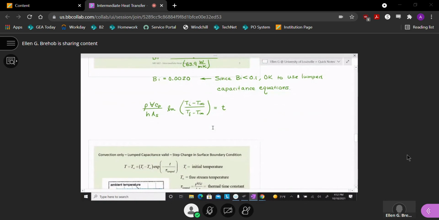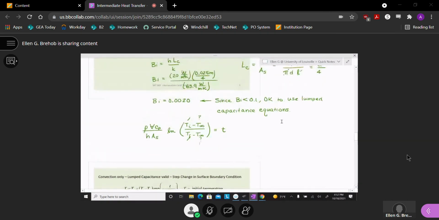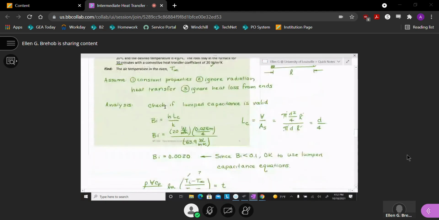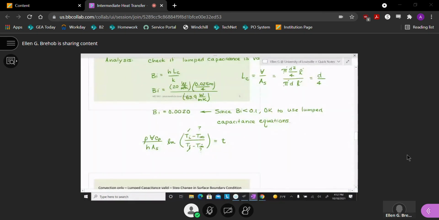So I'm going to give these guys checks. And the only, I don't know, kind of interesting aspect. Wait, we need one more piece. Where's time? The rods stay in the furnace for 10 minutes. All right. Okay. So we know everything else except for that T infinity. The fact that it appears in two places makes you do a little bit more work.